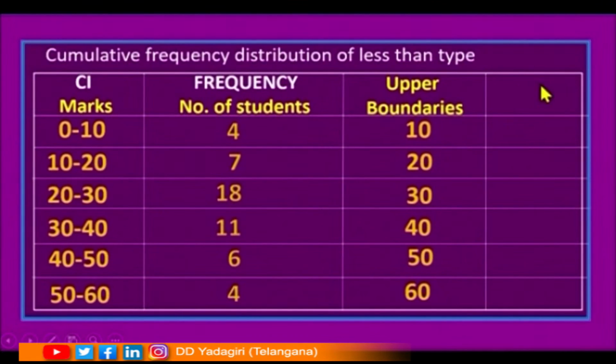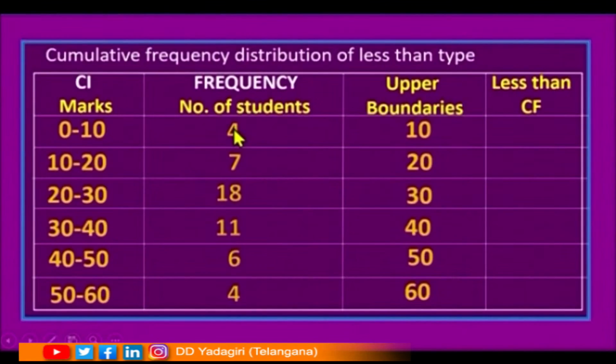Now the last column you are going to fill up with the less than cumulative frequency. Children, how is it you are going to represent a less than cumulative frequency? Recollect it. For that you are going to take the first frequency value as it is and represent it as the first element of the class interval 0 to 10. So the less than cumulative frequency here is 4. Now this 4 you are going to add to the frequency of the next class, 7. So we get 4 plus 7 as 11. So that is the cumulative frequency for 0 to 20.